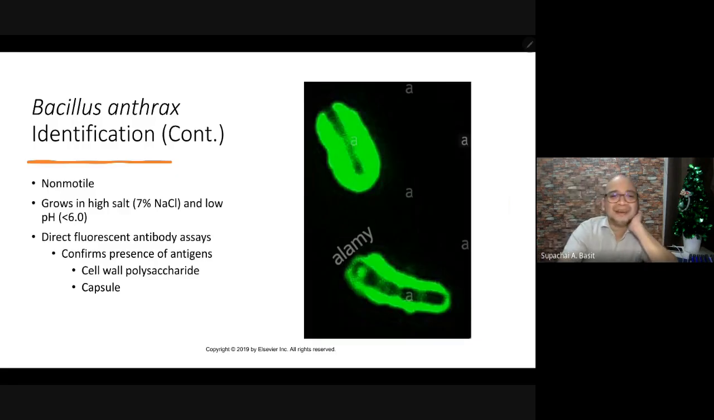Another sensitive way of identifying Bacillus anthracis is using the direct fluorescent antibody test because it confirms the presence of antigen. Ano ba yung antigens na to? Cell wall polysaccharide and capsule. Since the organisms do not have flagella, we expect them to be non-motile. They can grow in high salt concentration and in low pH.